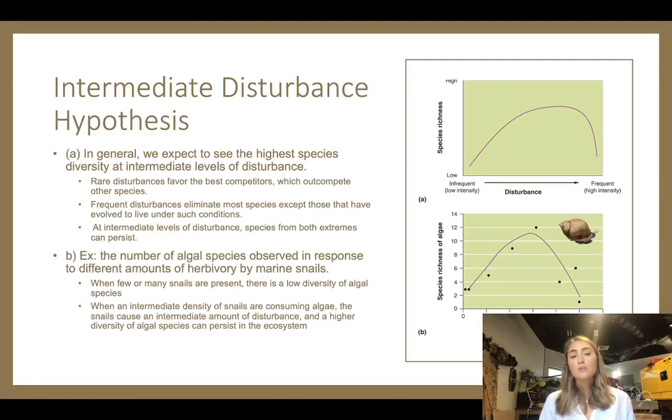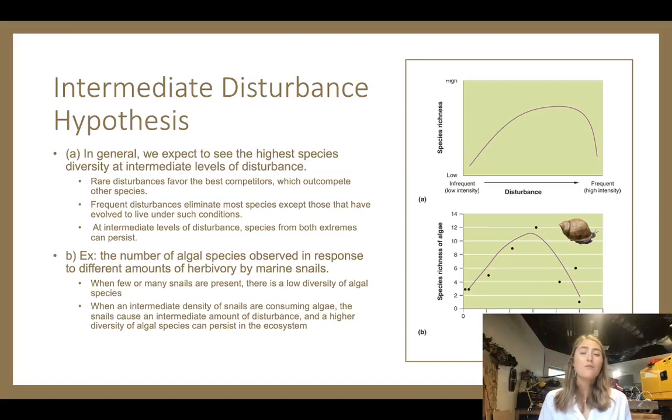Now there's something called the intermediate disturbance hypothesis. The intermediate disturbance hypothesis basically states that an intermediate amount of disturbance will lead to the highest amounts of biodiversity. So it's kind of a Goldilocks and the Three Bears situation. Not enough disturbance leads to low species richness or species diversity, and too much disturbance leads to too few species as well.